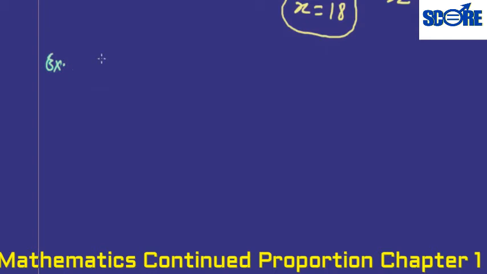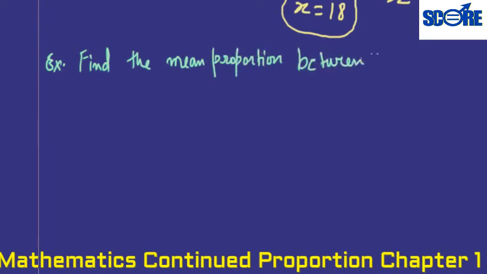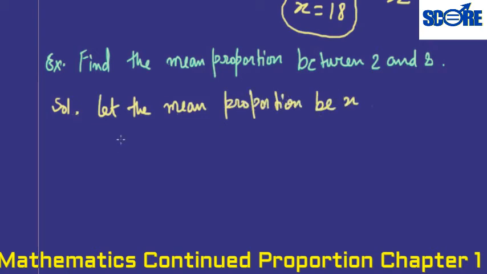Next example. The mean proportion between 2 and 8. Now we know there are two numbers and we have to find the mean proportion, that is, the numbers should be in continued proportion. So how to solve this? This means we have to find the mean proportion. So let us assume the mean proportion be X. So we can say that 2, X and 8 are in proportion. So we can write it as 2 upon X is equal to X upon 8.